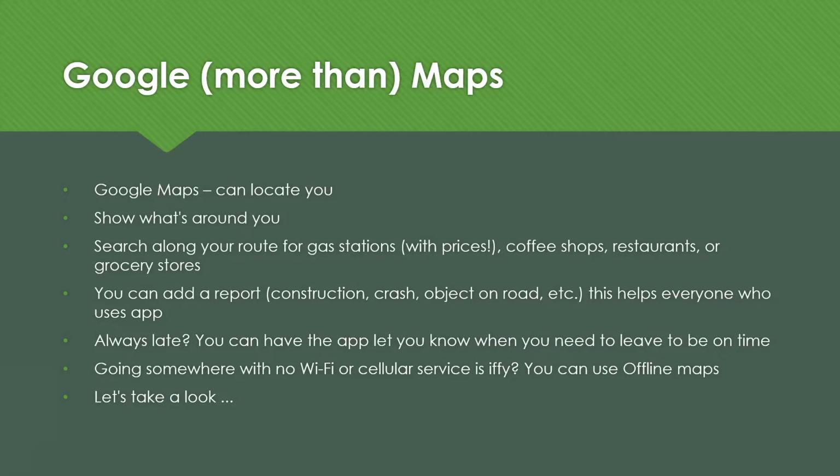Google Maps is different on an Apple and an Android device, and different operating systems on Apple and Android devices. So, helpful aspects of Google Maps that we're going to explore today are: locate you, show you what's around you, search for gas stations and more along your route, let you know when to leave to be on time, and use offline maps when you're going to be somewhere where cell phone coverage is iffy or if there is no Wi-Fi or connection at all.